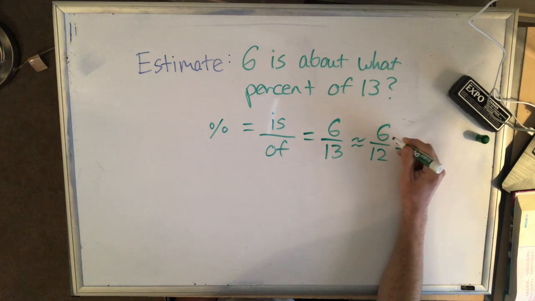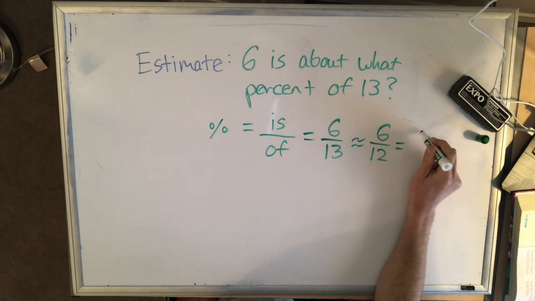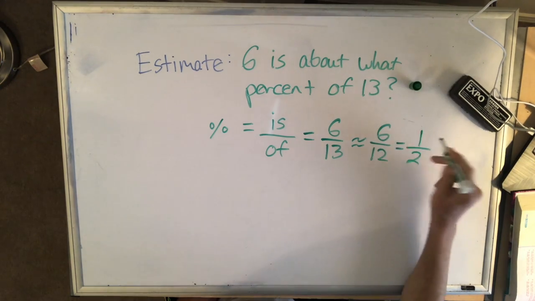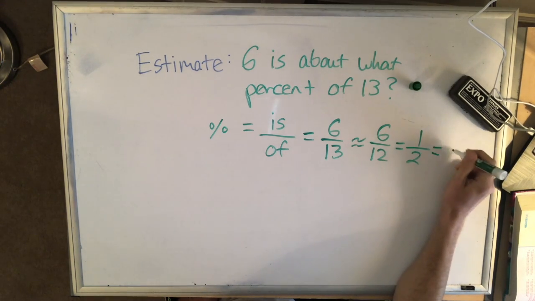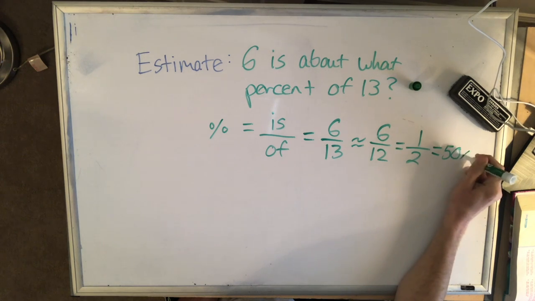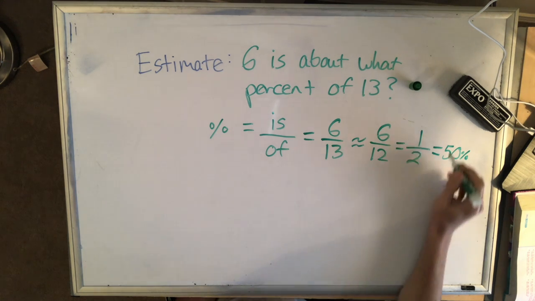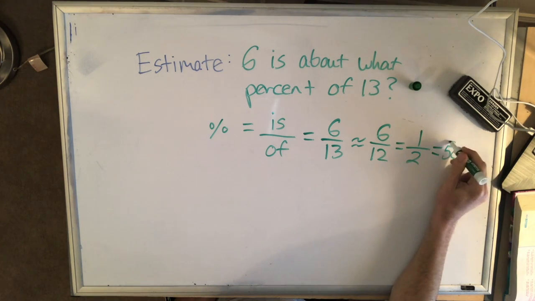And 6 and 12 can each be divided by their greatest common factor 6 to get 1 and 2. So we get 1/2, and if you look at the table, that's 50%, because 50% is half of 100%. So 6 is about 50% of 13.